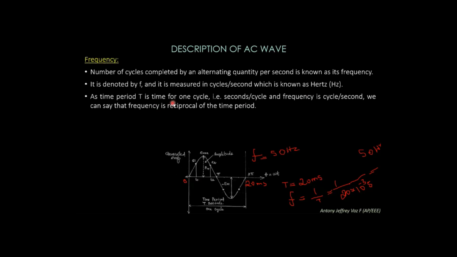As time period T is time of one cycle, seconds per cycle, and frequency is cycles per second, we can say frequency is a reciprocal of time period. So we know that T is equal to 1 by F. If T is equal to 20 milliseconds, then F will be equivalent to 1 by T, which will be equal to 1 by 20 into 10 power minus 3 seconds. To convert 20 milliseconds to seconds, we are multiplying by 10 power minus 3. So when taking this reciprocal, what you get here is F is equal to 50 hertz. F is equal to 1 by T hertz.